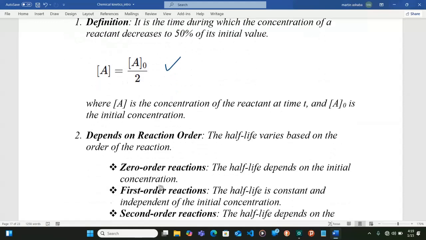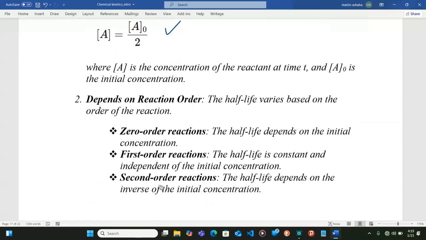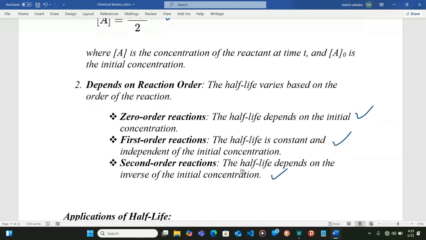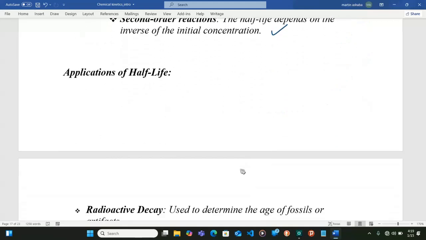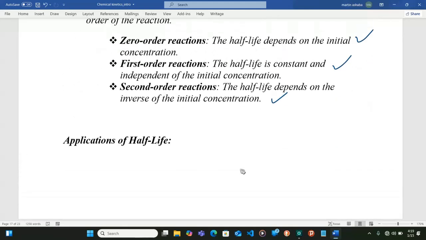So the half-life varies based on the order of the reaction. For zero-order reactions, the half-life depends on the initial concentration. For first-order reactions, the half-life is a constant and is independent of the initial concentration. Then for second-order reactions, the half-life depends on the inverse of the initial concentration. We are going to see the formulae so that you can differentiate between the half-life for zero-order, first-order, and second-order reactions.